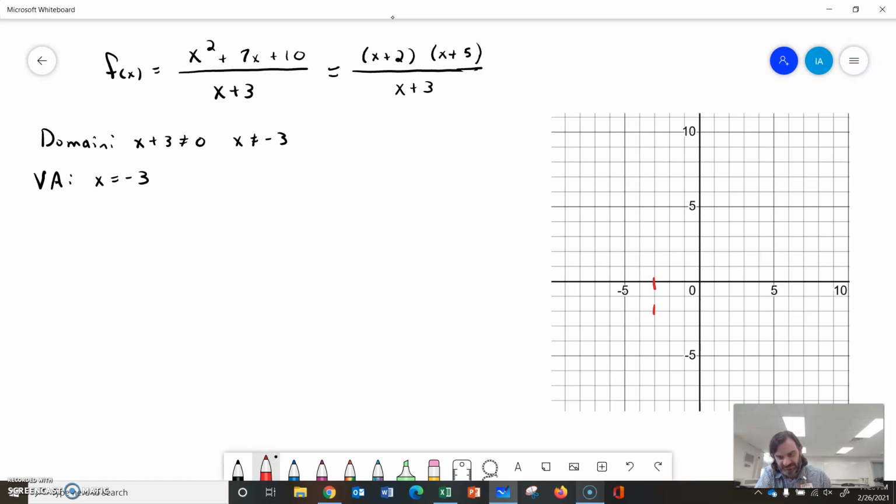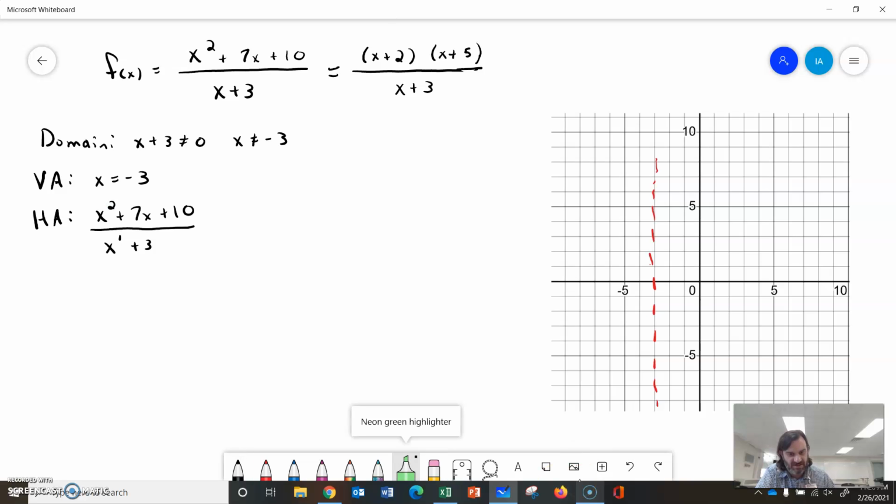So we'll put that in. So we can't cross that line. Next, a horizontal asymptote. So remember what we had? We had x squared plus 7x plus 10, and we want exponents. On the bottom we have x to the first plus 3. Alright, so we have a square on top and to the first power on the bottom. So in this case, m is bigger than n, so that means no horizontal asymptote.